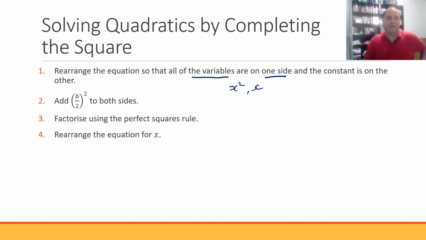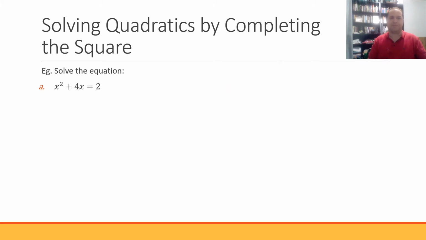Add half b squared to both sides. Again, that's just something from completing the square. We'll talk about that again. Factorize using the perfect squares rule, and then finally rearrange. And so we've got 4 steps there. I'll go through them with you as we do a couple of problems.